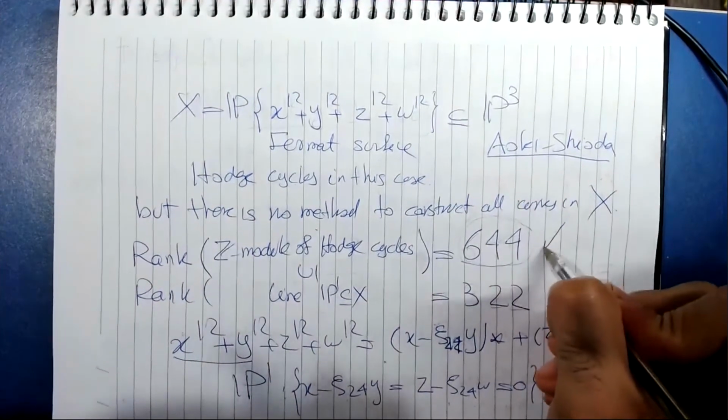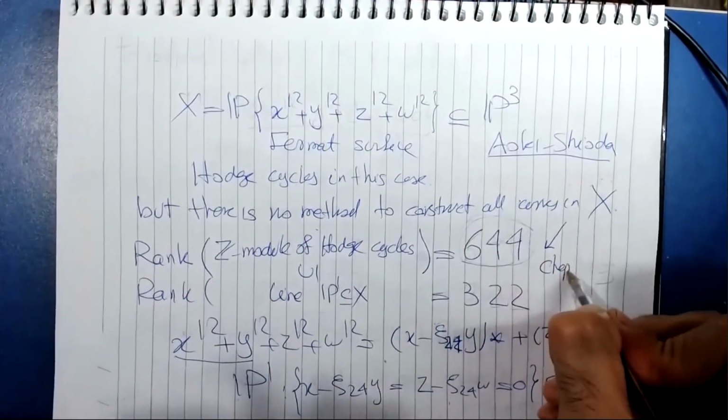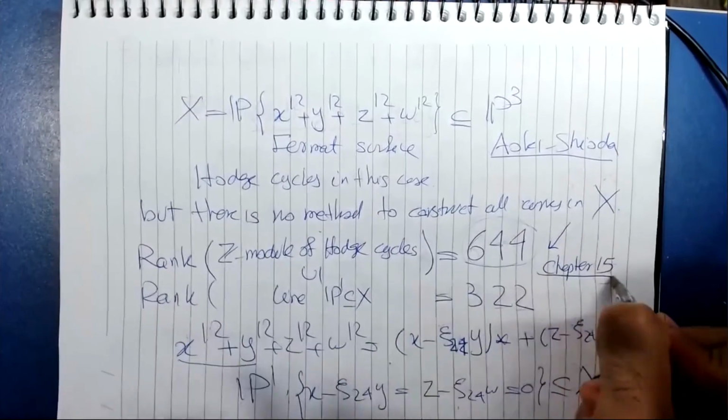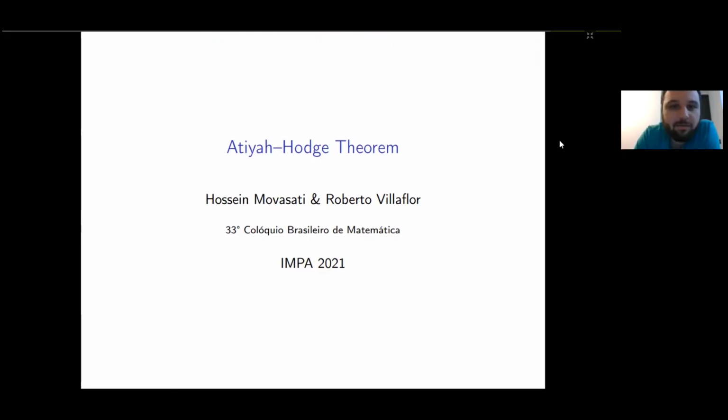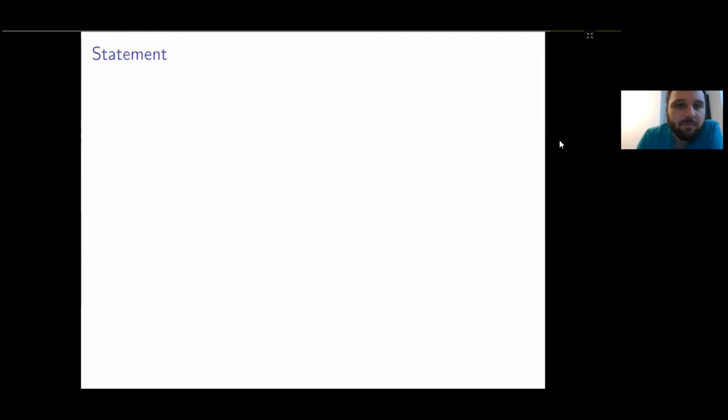This part of the lecture is actually gathered in chapter 15 of my own book, which was written before my book with Roberto. In this short video, we'll talk about the Atiyah-Hodge theorem. So first of all, let's state the Atiyah-Hodge theorem. It is as follows. Consider X a smooth affine variety defined over the complex numbers.